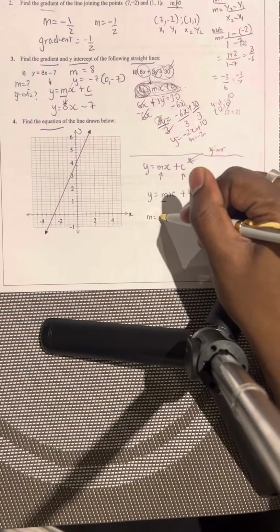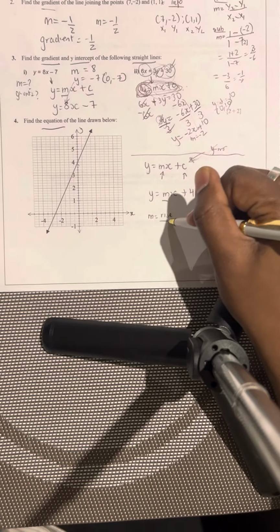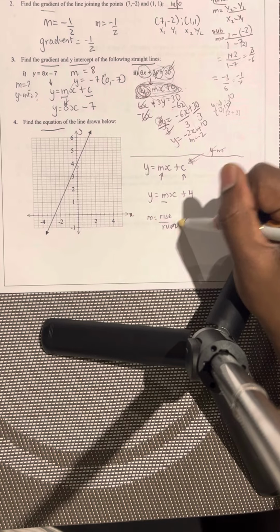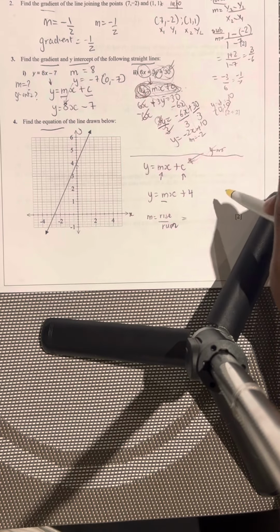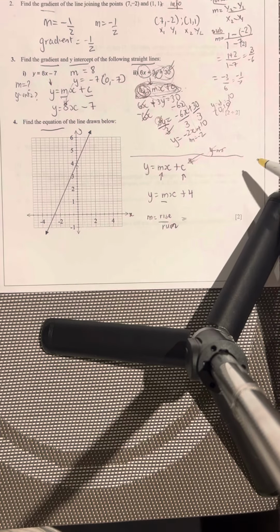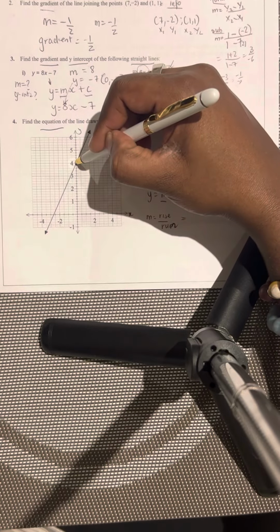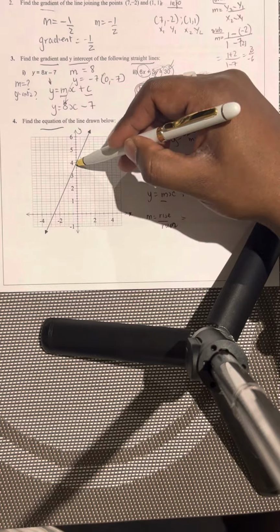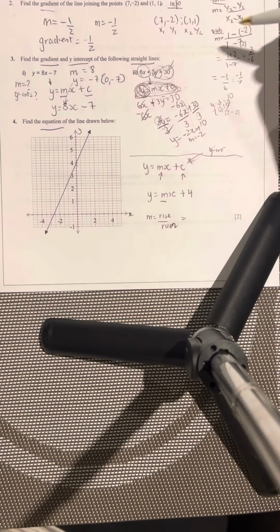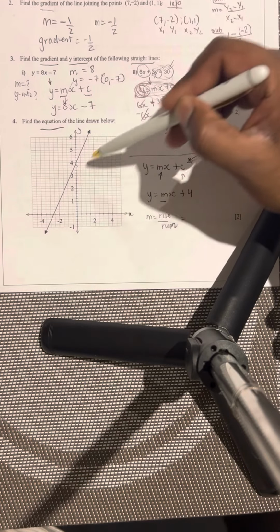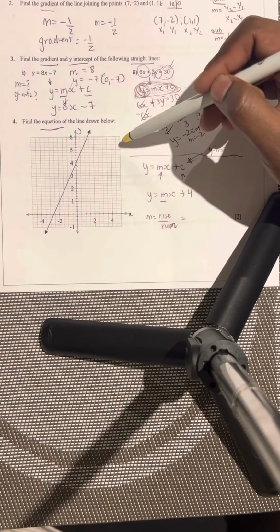The gradient formula is rise over run. You need 2 points. What are points? 2 coordinates. So we know that's a particular coordinate, and we know the exact values. Do we know another point on this graph that you can see? You can use any particular point, but it has to be an exact point.